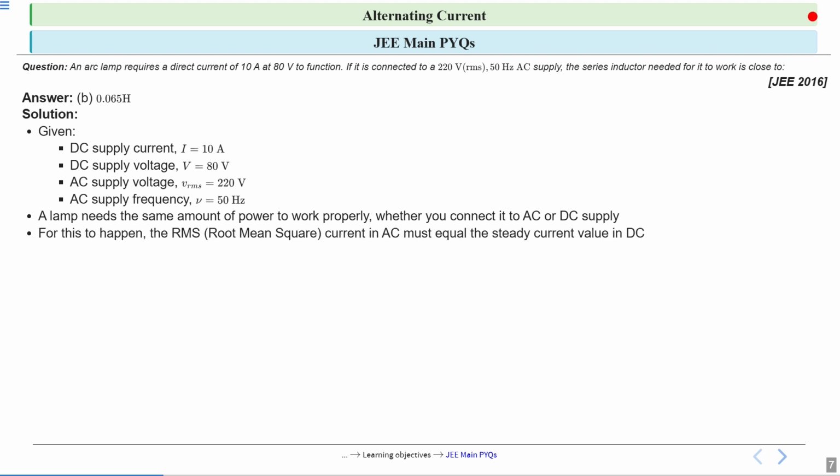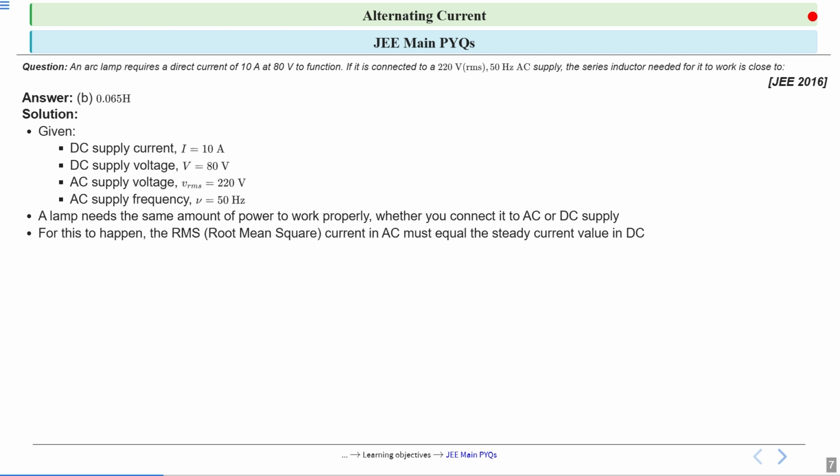For this to happen, the RMS current in AC must equal the steady current value in the DC. This is the definition of root mean square value. What is the root mean square value of AC? The RMS value of AC current is equivalent to the DC current which produces the same power loss as the AC in one complete cycle. Okay, so the average power loss in the case of DC is I square R.